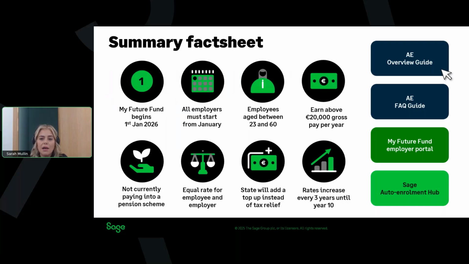So just to recap, remember auto-enrolment is mandatory for eligible employees, and those are employees aged between 23 and 60, earning above €20,000 gross pay per year, and not currently in a pension scheme. Remember, there is that cap of €80,000 gross pay, and the contribution is calculated on gross and deducted from net. But remember, opt-out and suspension options are available for employees, but those are only in months 7 and 8.